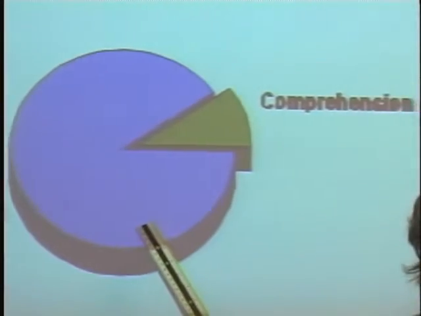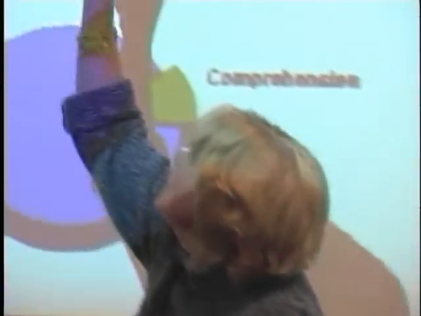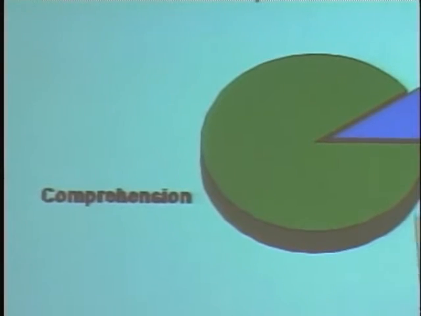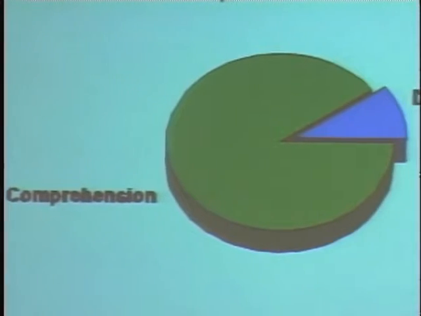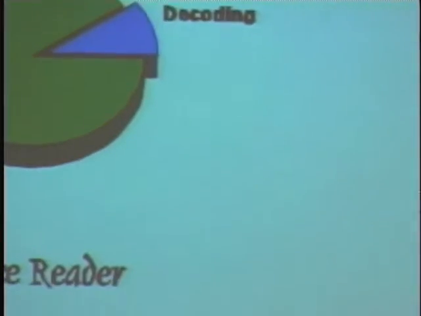Okay, so it's the same thing with reading. Cognitive capacity for reading is limited, just like all other mental activities. Now for expert readers, this isn't even a problem, because as you notice, what do expert readers spend most of their cognitive capacity on? Comprehension. Why are they able to do that?